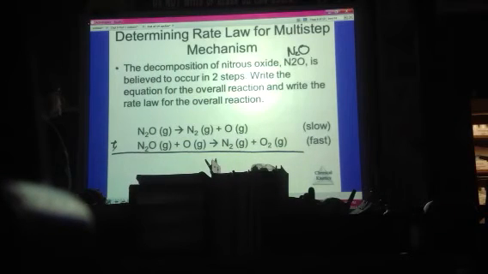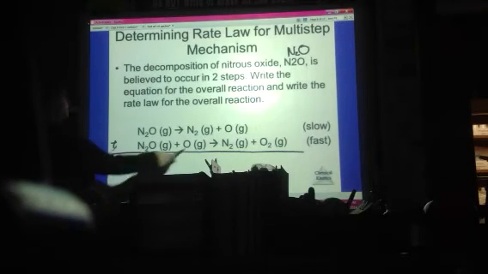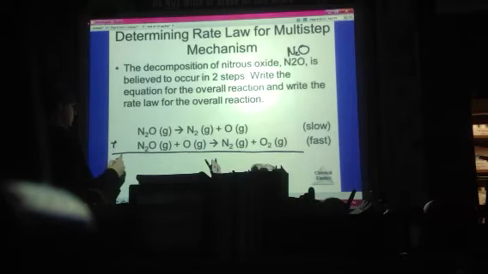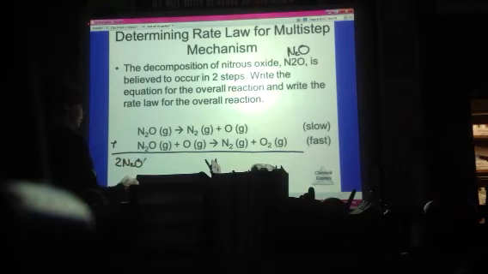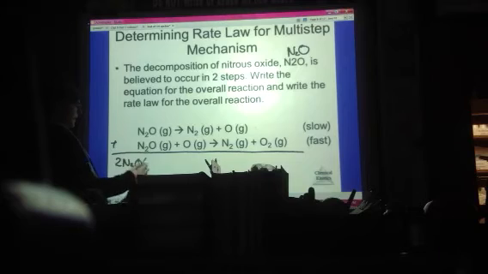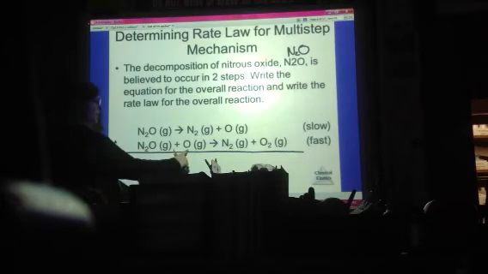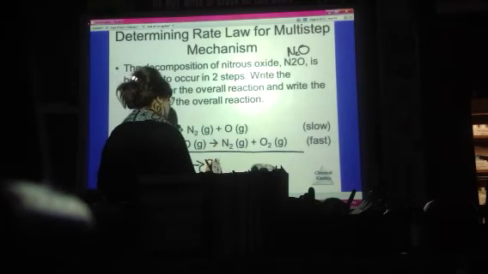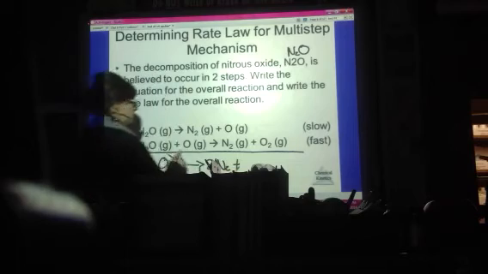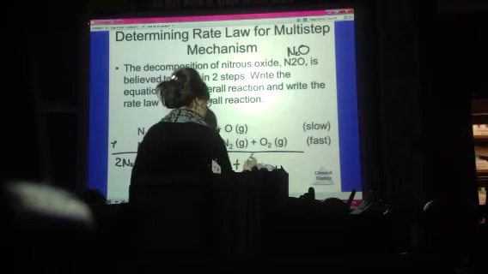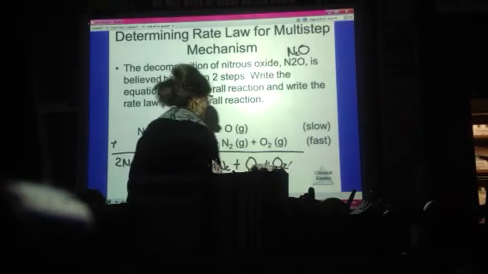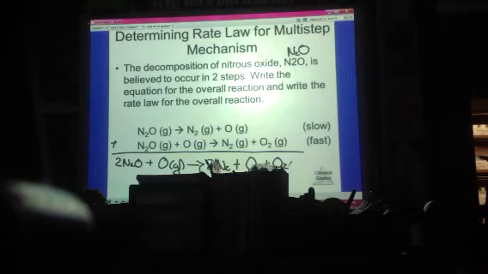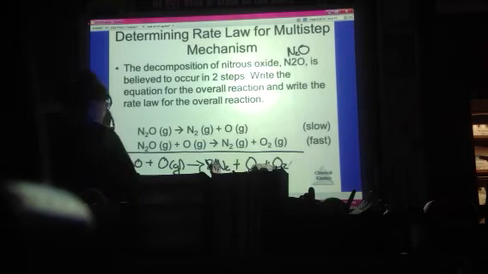Just like we did on the last one, let's do the exact same thing on this one. I have on the reactant side 2 N2O, plus just O, yields 2 N2 and O and O2. You should also write your states of matter. I am not, just for time's sake. Well, I don't have anything to cross out here.